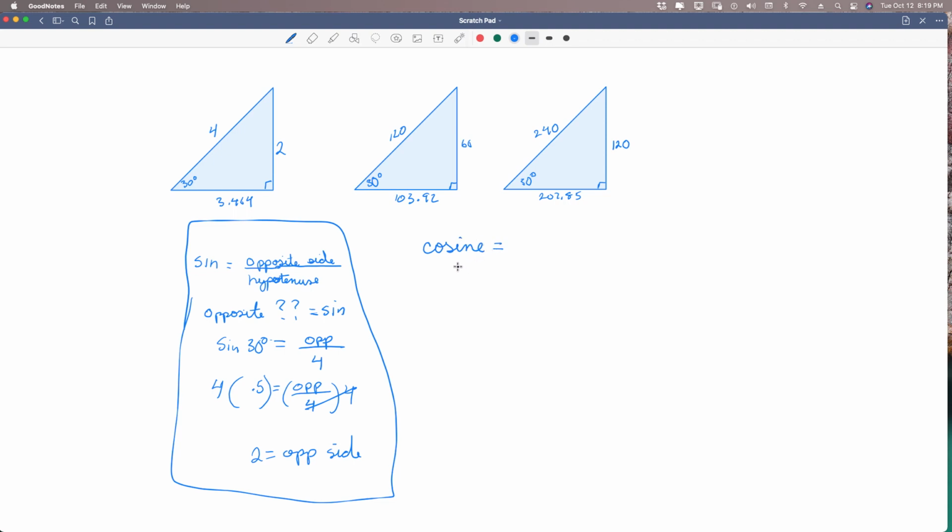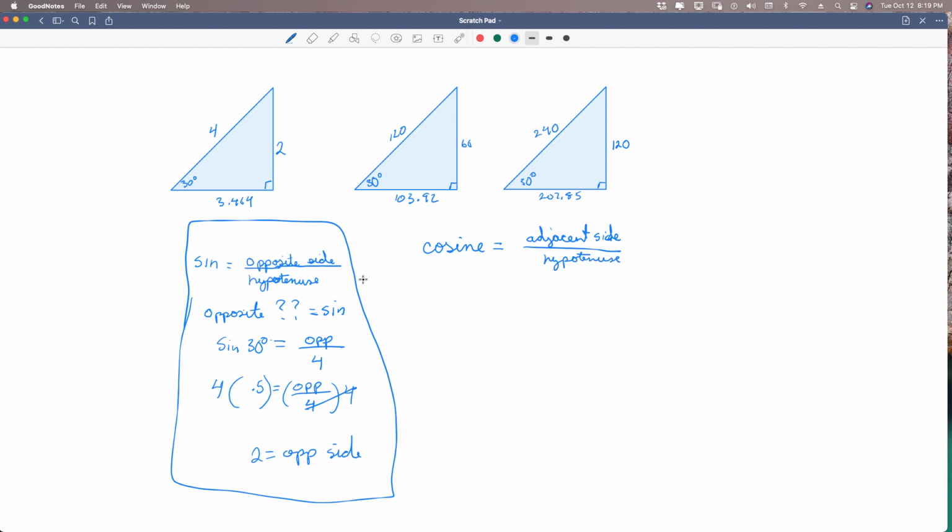The cosine is the adjacent side. And I guess I should spell that out for you guys. So adjacent, A-D-J-A-C-E-N-T, adjacent side. Now remember which one is the adjacent side, and that is over the hypotenuse.